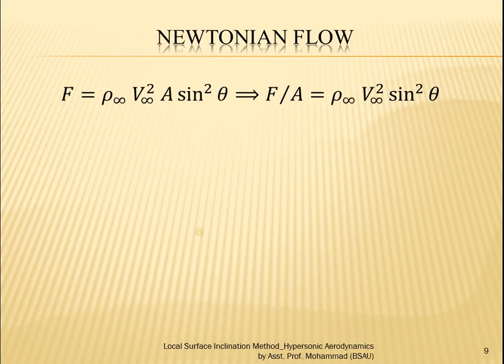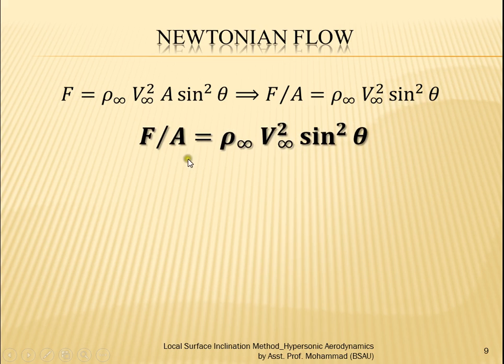Writing Newton's force again, the sine squared force. Here is the total force, rho Va square into A sine square theta, and dividing by A, the total area, this becomes the pressure. So this force, which is acting normal to the surface, divided by area becomes the pressure, force per unit area, using Newton's sine square law.